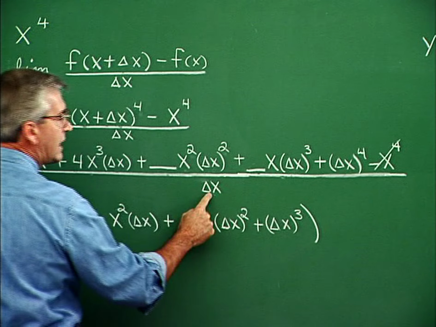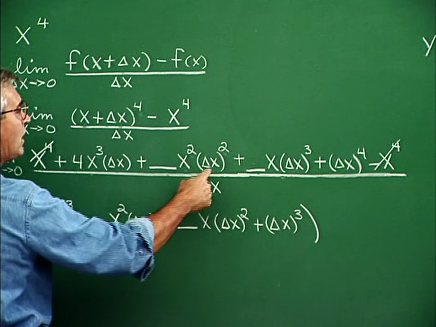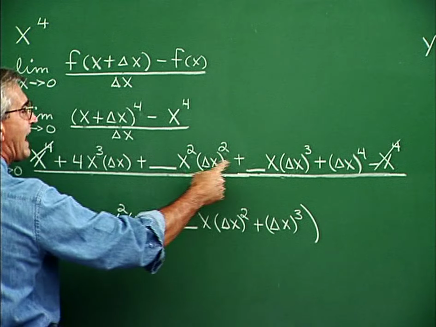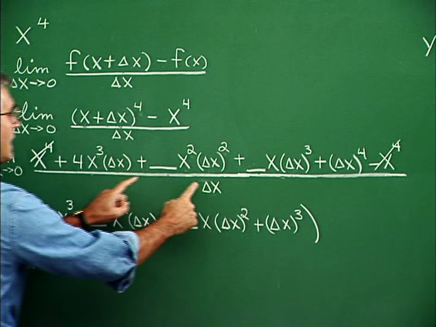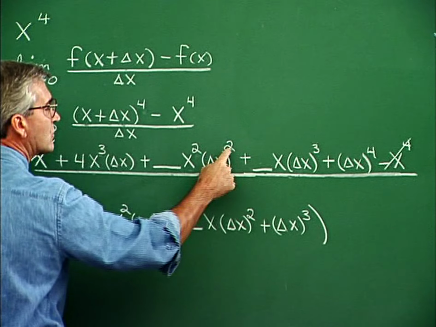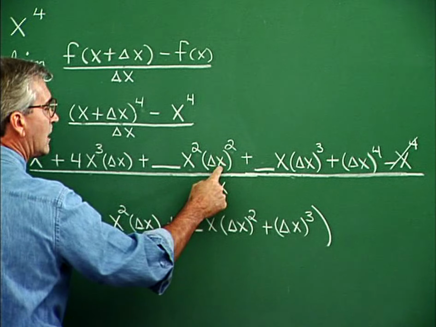And so this delta x in the denominator can take out one factor of delta x in all of these terms. So as I cancel this delta x, I'm left with 4x cubed. As I cancel one of these two factors of delta x, I still have a factor of delta x. And here I have a couple of factors of delta x left. And here I have three factors of delta x left.